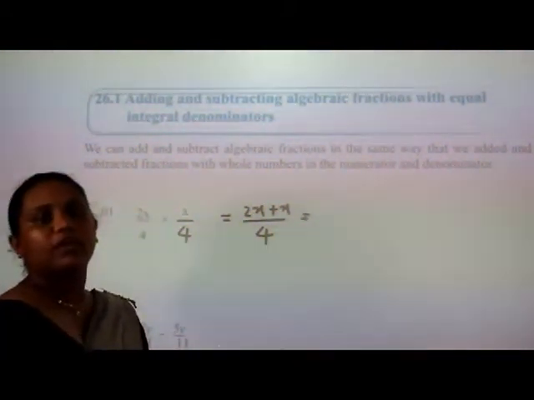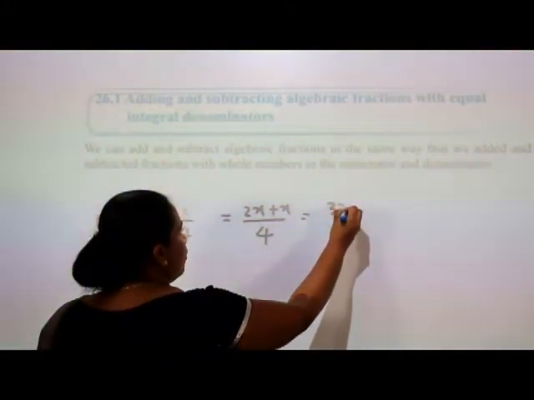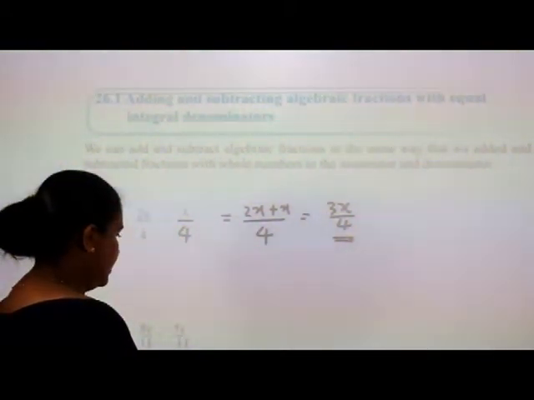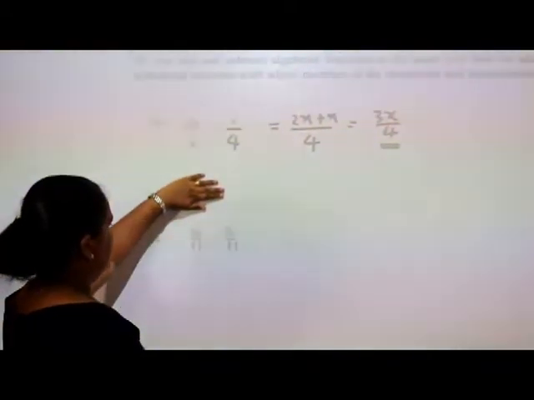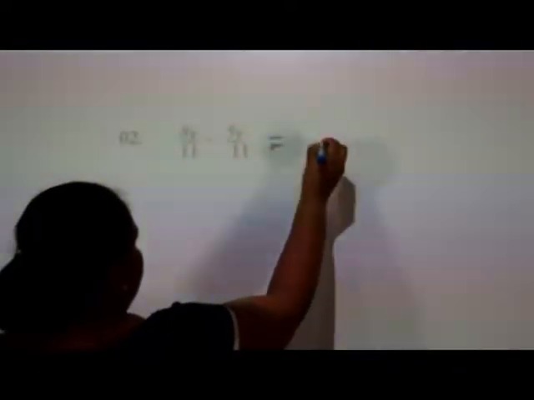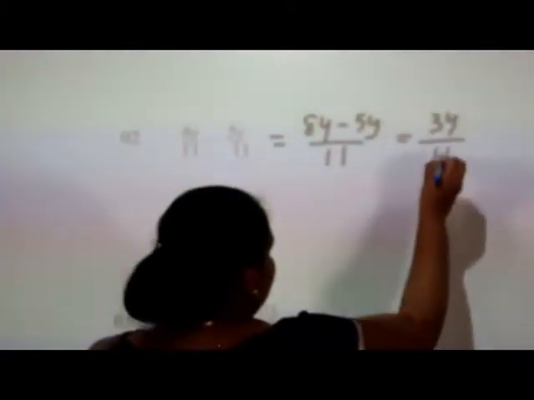You already know how to add like terms. 2x plus x means 3x over 4. This is the answer. Another example. Look at this. Here the denominator is 11. So the denominator is equal. Now you can subtract the numerators. So 8y minus 5y. Then 8y minus 5y means 3y. So the answer is 3y over 11.